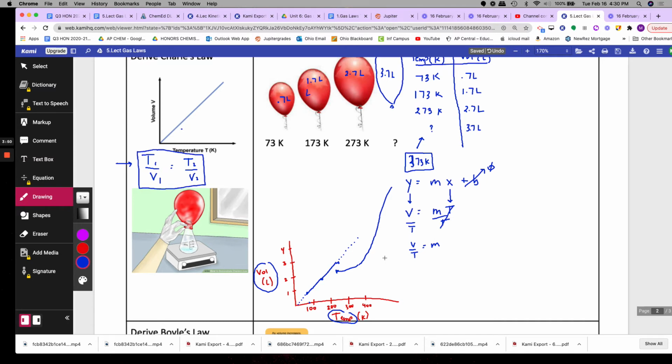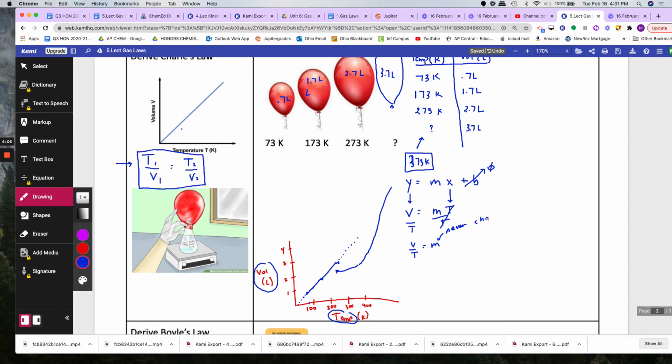That's the slope. So as you notice, the slope here is the same as here, here, here, here, and here. The slope is not changing. So this m will never change. It's constant. So this is like maybe V1, V2. What if I wanted to go over here? That could be another V over T. The slope there is always the same.